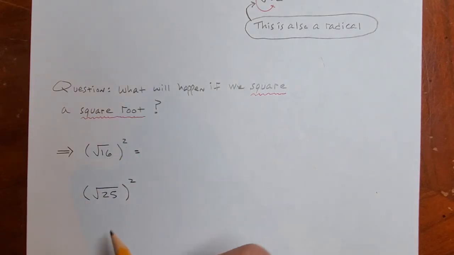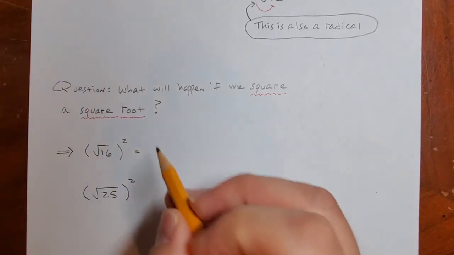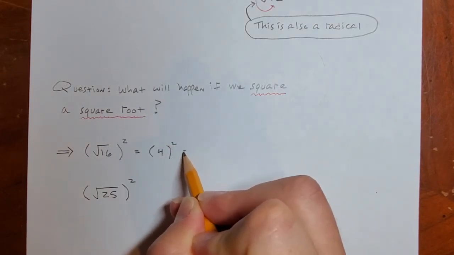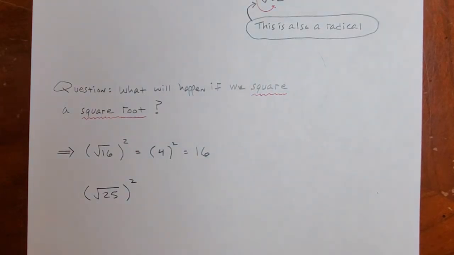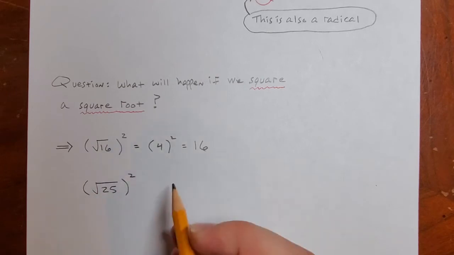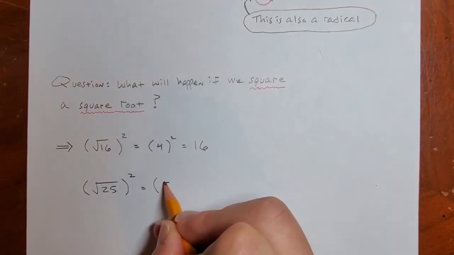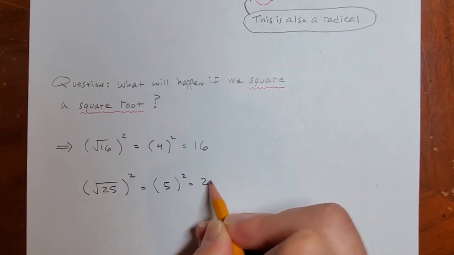Well, there's an order of operations, like there's an order we do things. We work inside the parentheses first. What's square root of 16? Well, that would be 4. And then what is 4 squared? Well, that would be 16. Maybe you see a pattern. Let's try this one. What's the square root of 25 squared? Well, working inside the parentheses, square root of 25 is 5. And then 5 squared is 25.